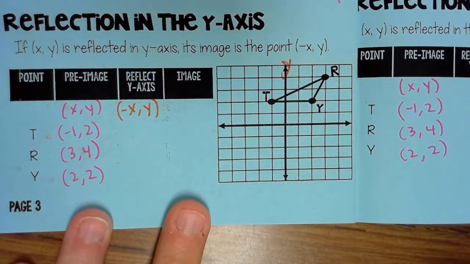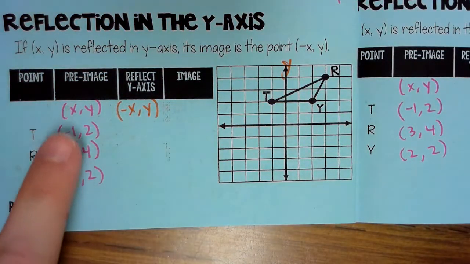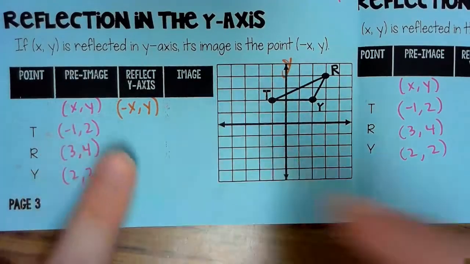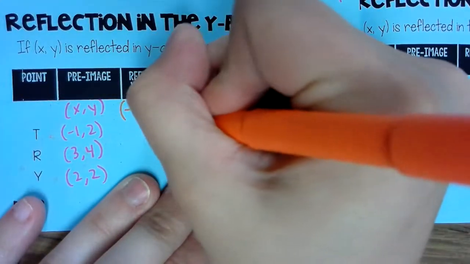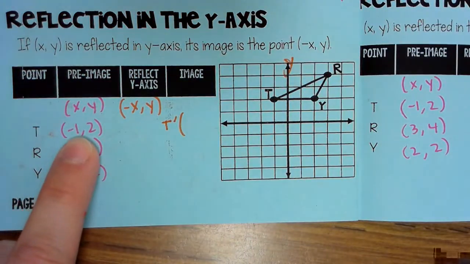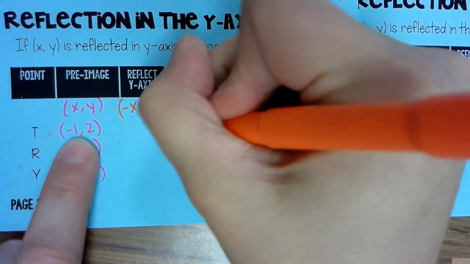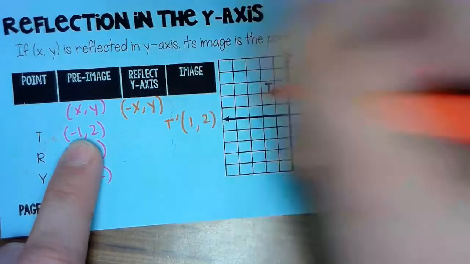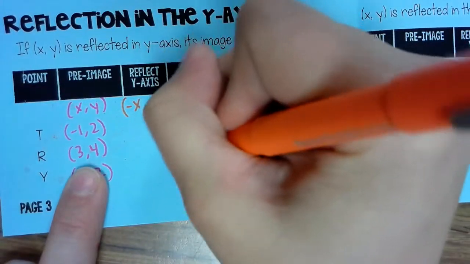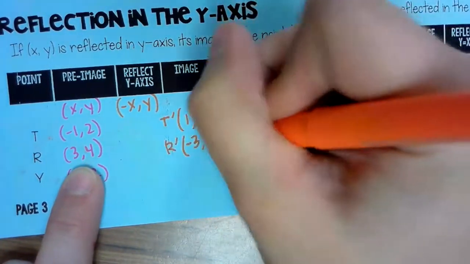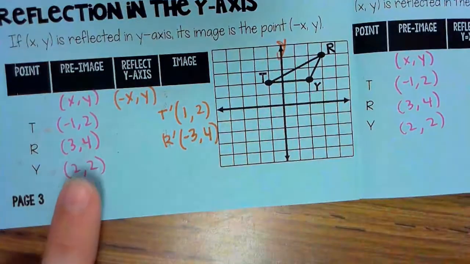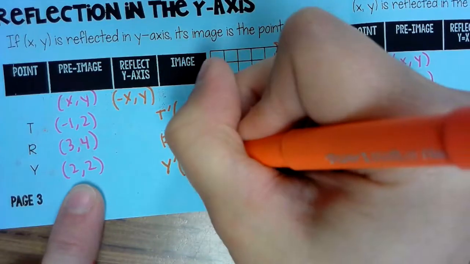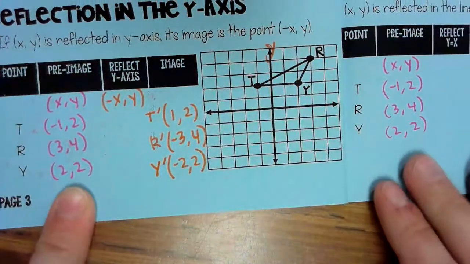Okay, so again, I'm going to do it both ways just to show you. So my pre-image, you'll notice, is x. My rule says to do -x. So to get my image, I'm just going to change the sign of x. This x is -1. I'm going to change the sign. It will become +1. And then my rule says that the y stays the same. All right, let's do it again. Change the sign of x. Y stays the same. Last one. Change the sign of x. Y stays the same. Okay.